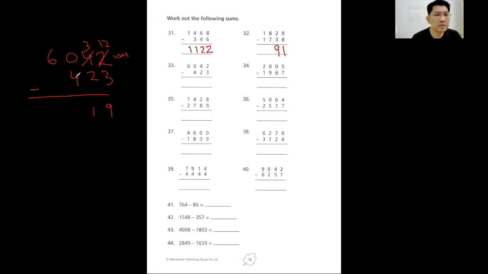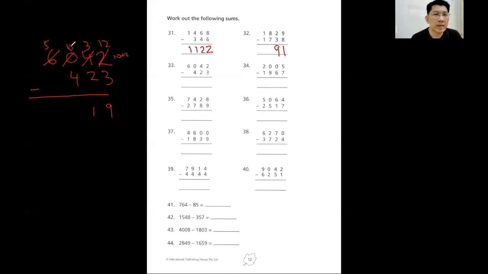Now, 0 minus 4, nothing, and then minus 4 is impossible. Here we need to borrow again. We need to borrow from the 6. It becomes 5 now. So when I borrow 1, I get 10. But look at the number here. 10 plus 0, so that means only 10. If this number is 1, that means 10 plus 1. If this number is 2, that means 10 plus 2. But this is 0, that means 10 plus 0, and the answer is 10.